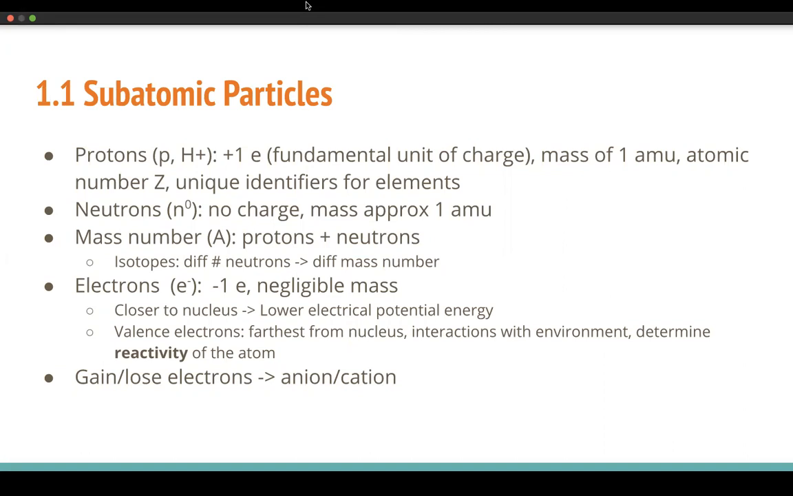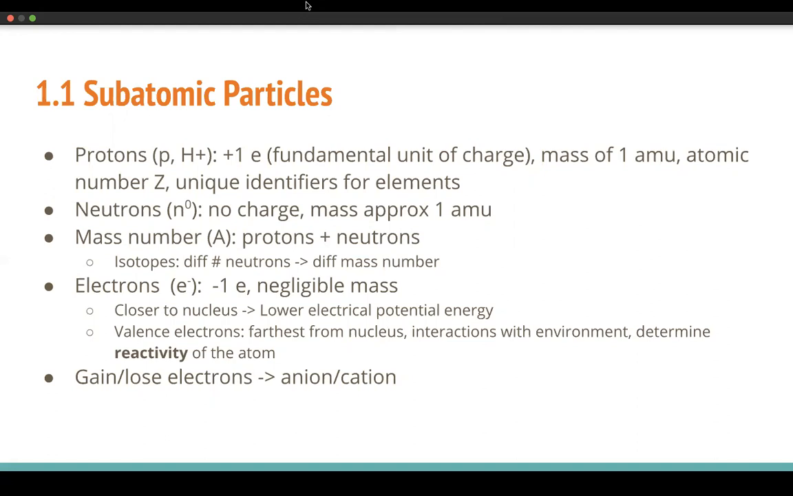Isotopes have different numbers of neutrons, which means different mass numbers, but they're still the same element. Because remember, protons are the unique identifiers for elements. It doesn't matter how many neutrons it has, as long as it has the same number of protons, it will be the same element. This becomes a more important concept when we start talking about atomic decay, but that's in the later chapters, so it's not that important yet.